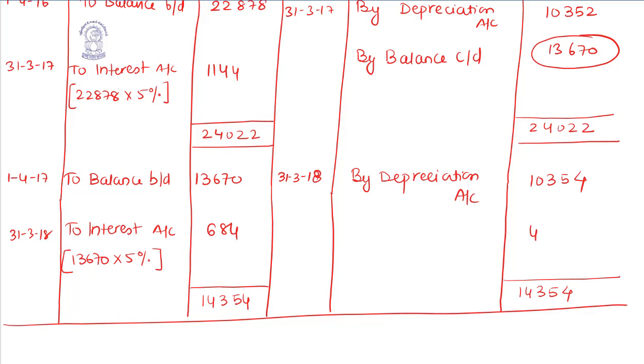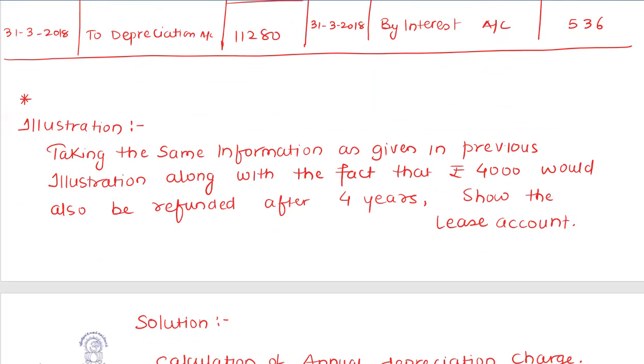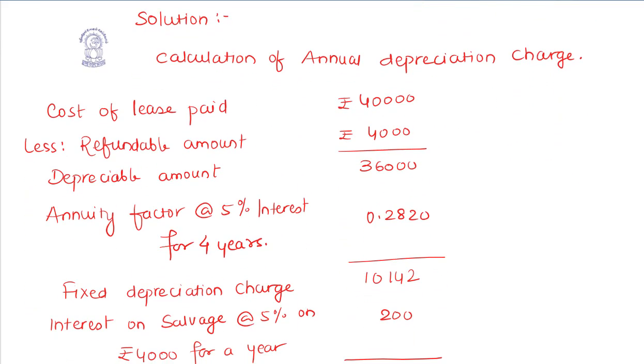Reduce the amount of depreciation. What you receive at last is this money you need to refund. So by bank account 4,000. In the question it is given that 4,000 is also refunded after 4 years. Show it in the lease account. As you can see over here, this 4,000 is refunded after 4 years.